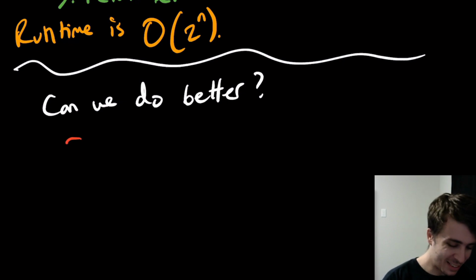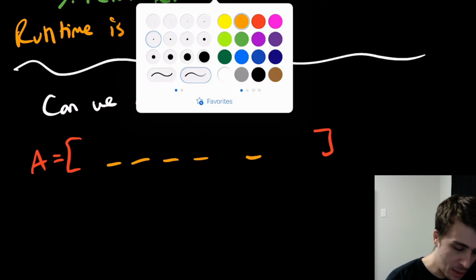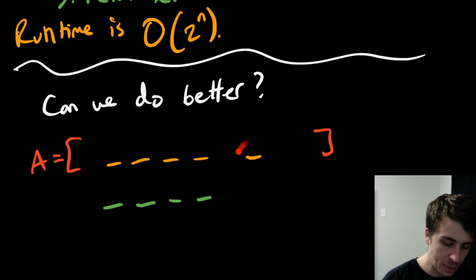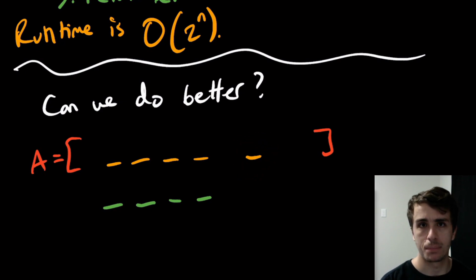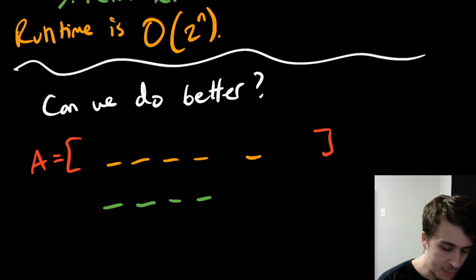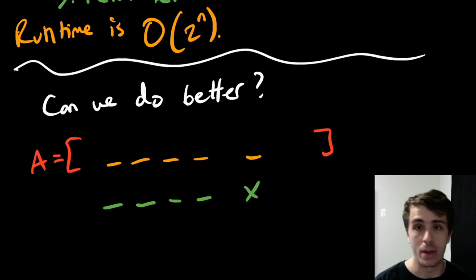So let's actually look at an array A right here. And it doesn't really matter what it is, but let's just say that we have some contents in here. And let's just say we have these 5 elements. And let's look at a different subset, which has the same 4 elements right here, but doesn't include this 5th one right here. Okay, so the only real difference between these 2 subsets is this extraneous element. So let's just say that that one is not included in the green subset here.